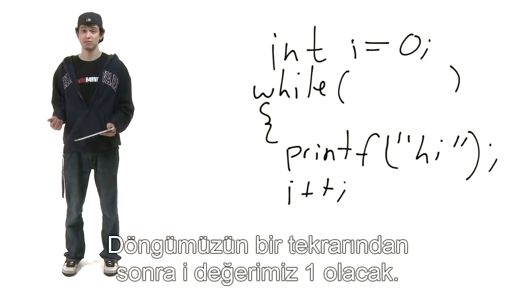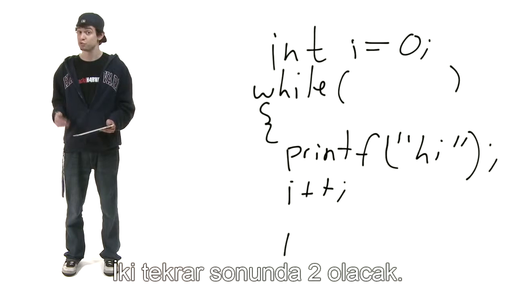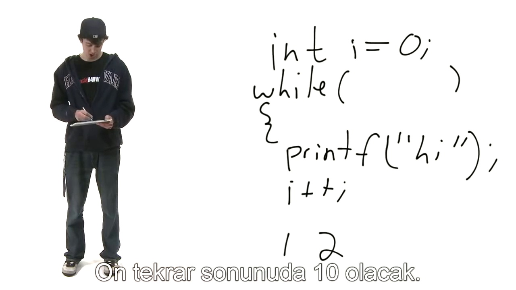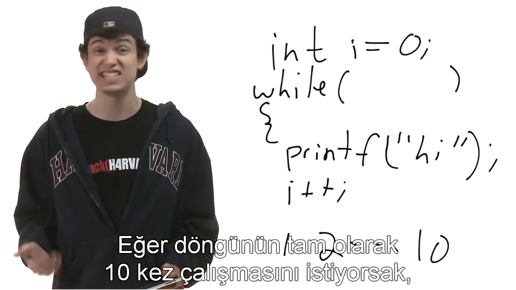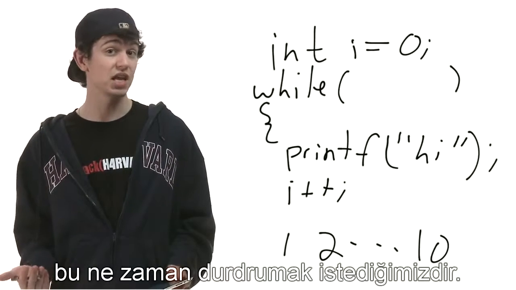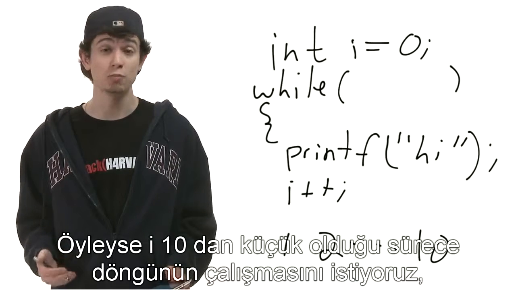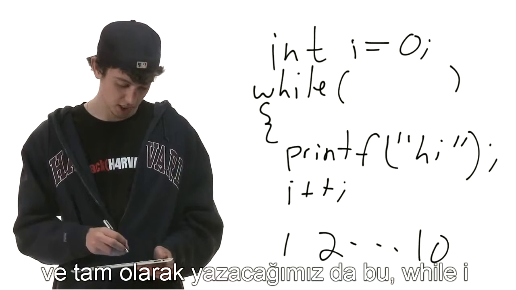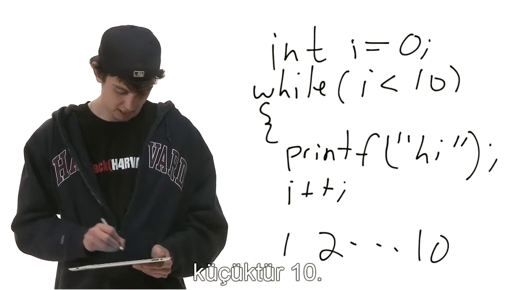After one iteration of the loop, our value of i will be 1. After 2 iterations, i will be 2. And after 10 iterations, i will be 10. So if we want to run this loop exactly 10 times, then this is when we want to stop. So we want to run this loop while i is less than 10. And that's exactly what we'll write, while i is less than 10.